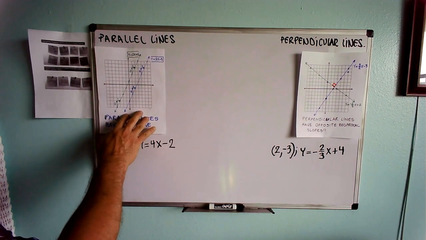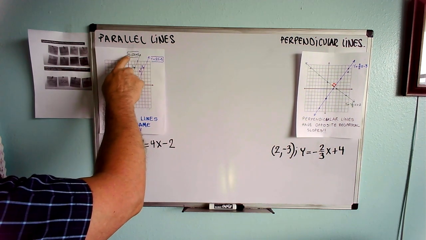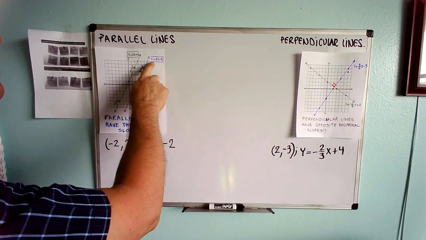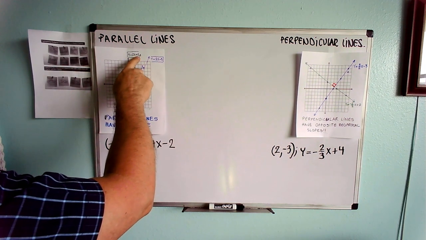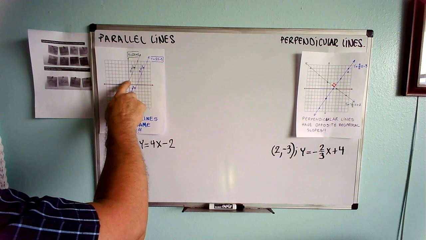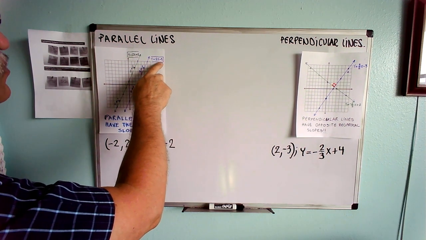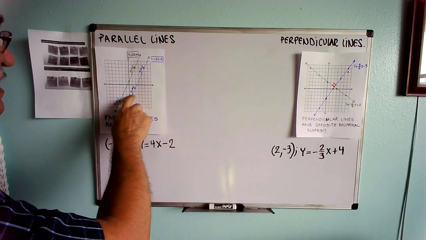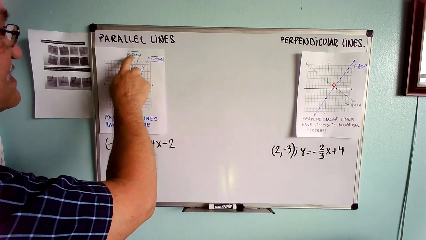So you look at this graph, we have two lines. The green one is y equals 2x plus 1, and the blue one is the line y equals 2x minus 5. The y-intercept of y equals 2x plus 1 is positive 1, so this line goes up 2 units and 1 across. Y equals 2x minus 5 has a y-intercept of negative 5, and the line goes up 2 units and 1 across. So the slope is the same.